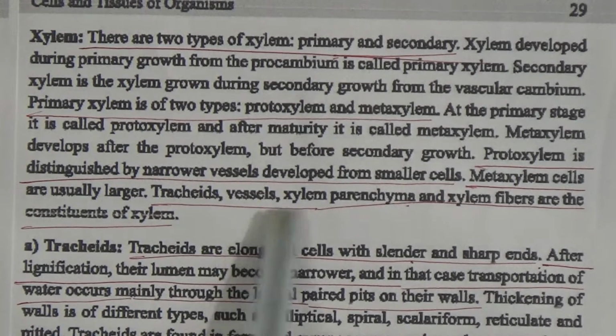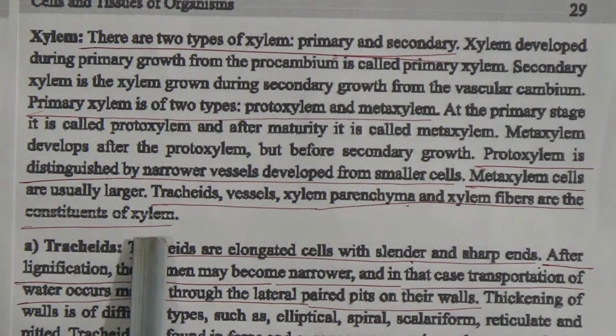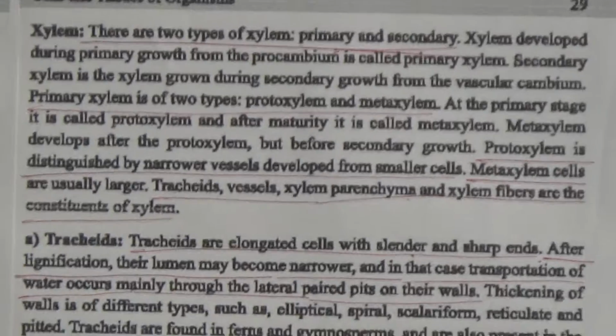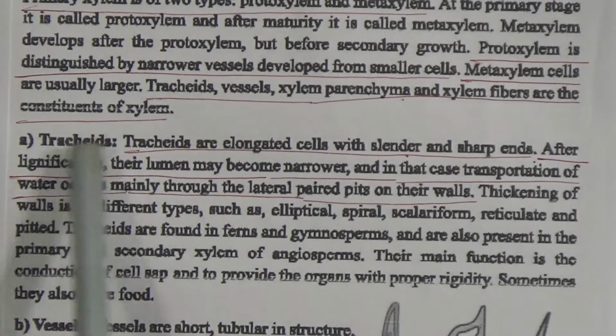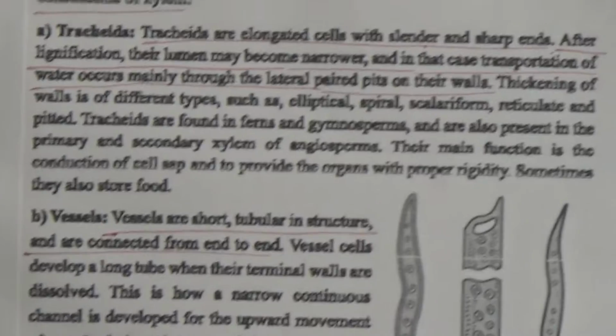Tracheids, vessels, xylem parenchyma and xylem fiber are the constituents of xylem. So, what are the elements of the xylem? The elements of the xylem are vessel, xylem parenchyma, xylem fiber, and tracheid. They are the constituents of xylem.